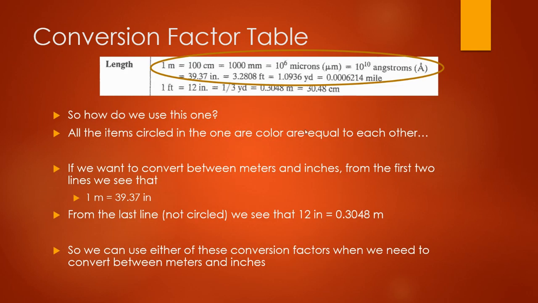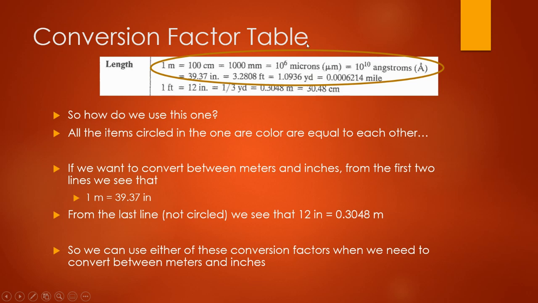So how do we use it? If I look at the section that has length in it, it's got two different equivalent statements here. It's got this 1 meter is equal to 100 centimeters and this many millimeters and microns and angstroms. And it's also equal to this many inches, feet, yards, and miles. Then it's got a whole second set here where it says that 1 foot is equal to 12 inches and a third of a yard, this many meters and this many centimeters.